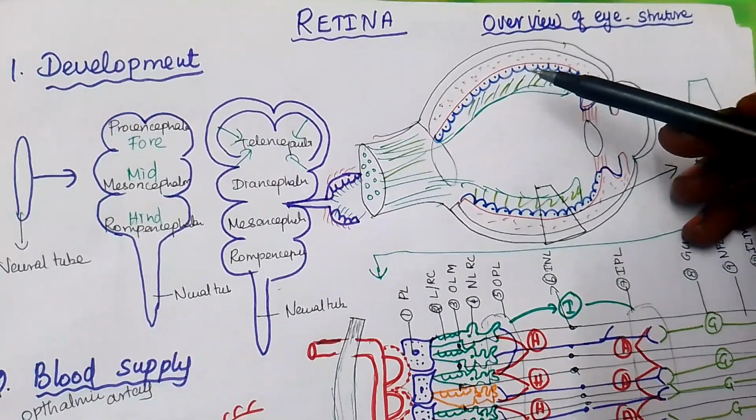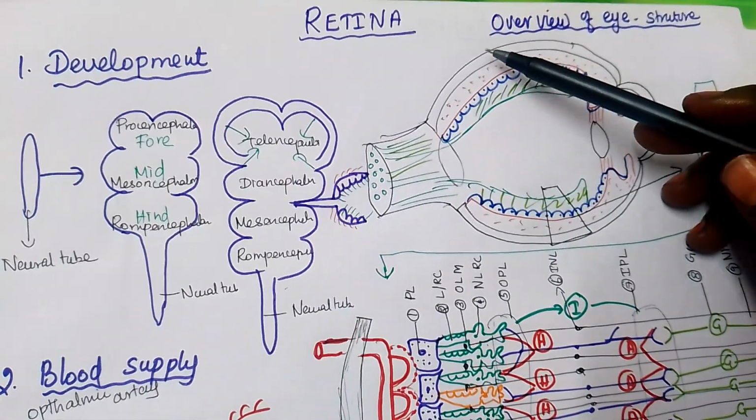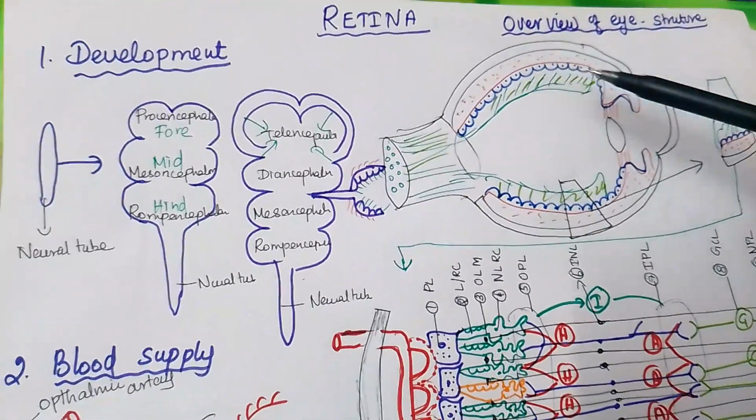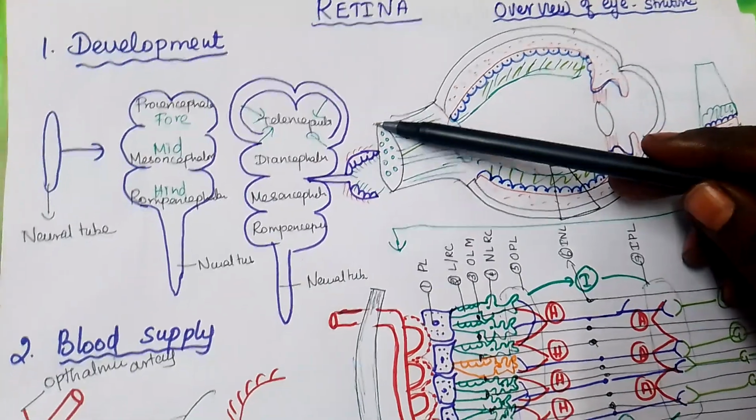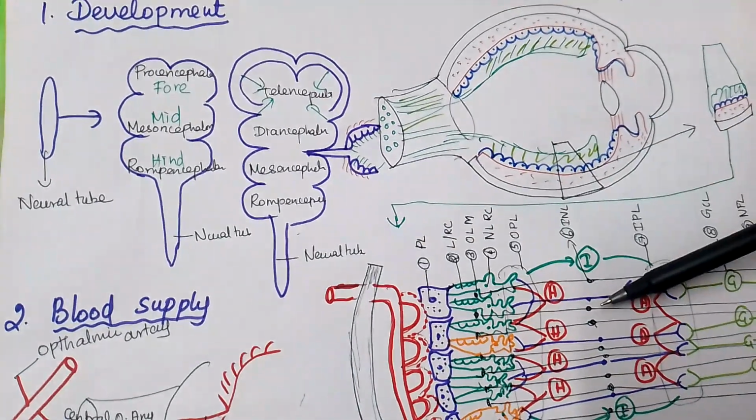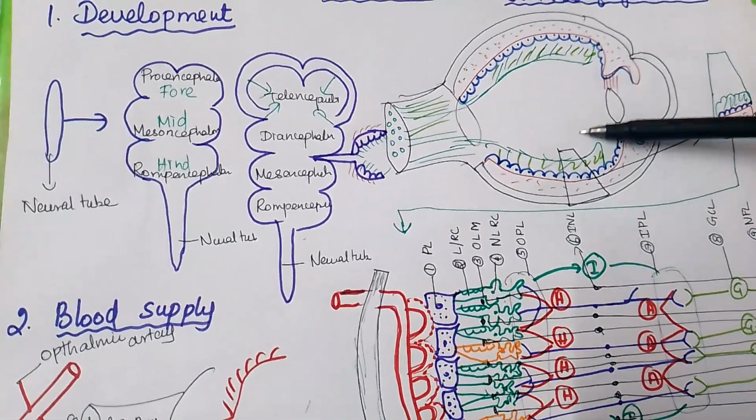Good morning, students. Today we will see about the retina. Before seeing the retina, today in detail we are going to see the development of the retina, the blood supply of the retina, and what all the layers are present in the retina.